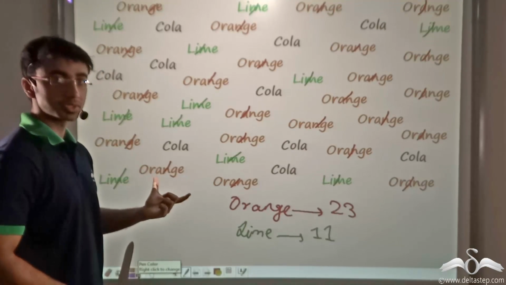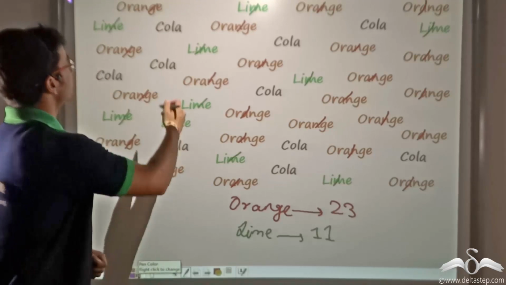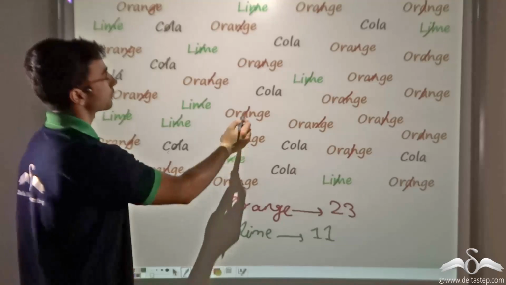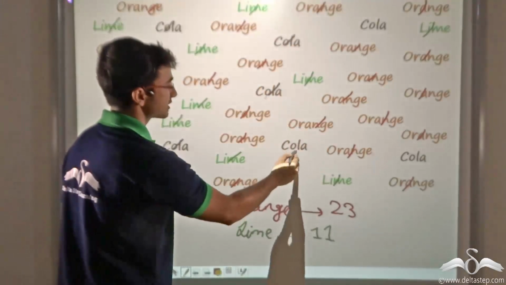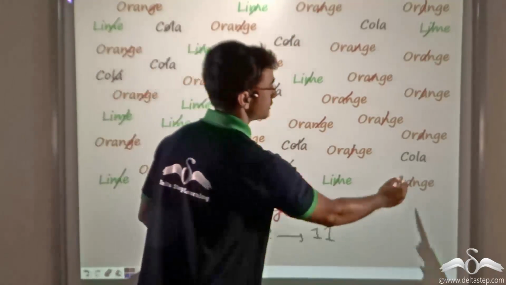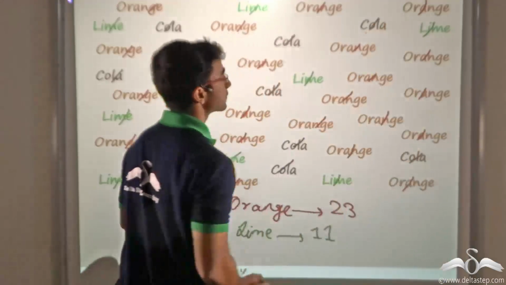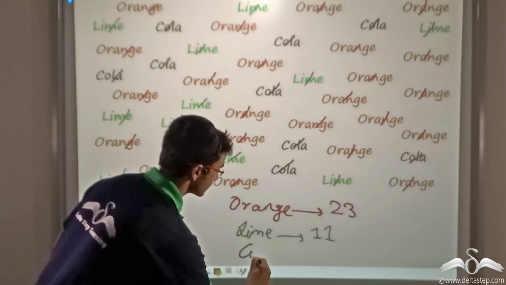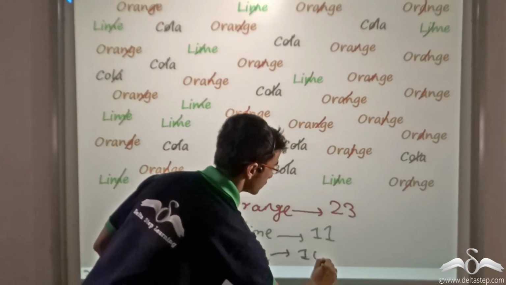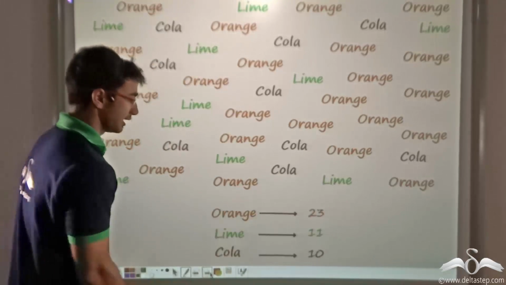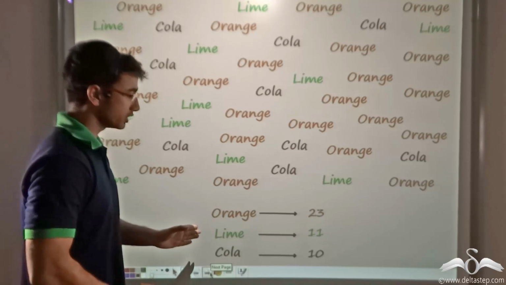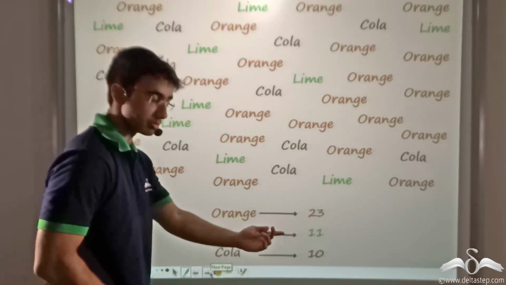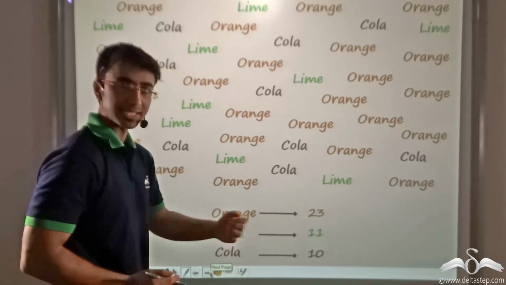So again, we count the number of people who have opted for cola. We find it is 1, 2, 3, 4, 5, 6, 7, 8, 9, 10. So we find that 10 people have opted for cola. So the employee writes cola 10. And this is what the employee gets. Orange opted by 23 people, lime opted by 11 people, and cola opted by 10 people.